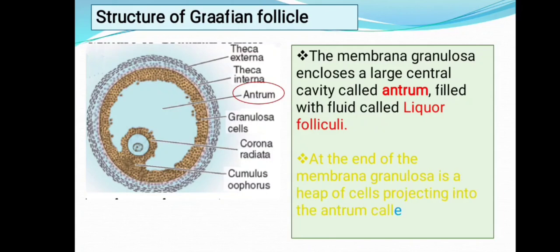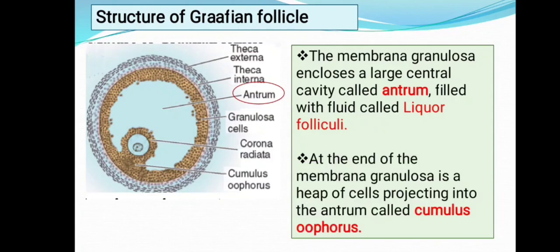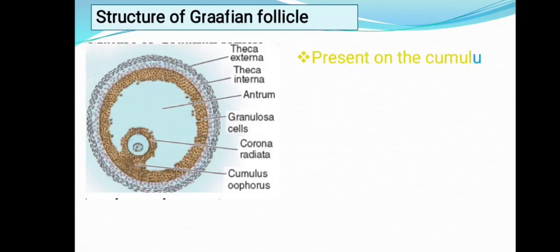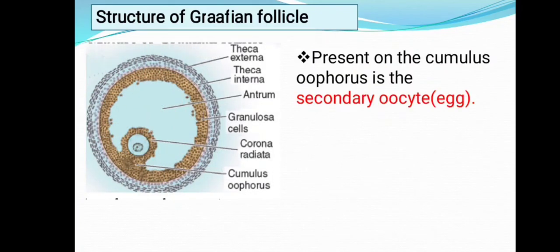At one end of the membrana granulosa is a heap of cells projecting into the antrum. This region is called the cumulus oophorus. Present on the cumulus oophorus is the secondary oocyte, which we are calling the egg.